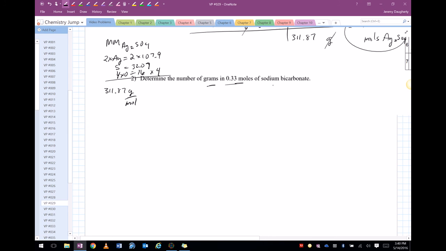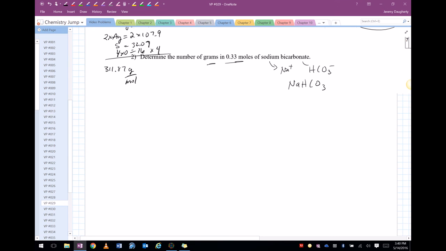So here we got to do the formula again. Sodium is positive 1. Bicarbonate is HCO3 with a negative 1, so the formula is NaHCO3. So I've got 0.33 moles of sodium bicarbonate, NaHCO3, and I want to convert that to grams. So moles is going to go on bottom, grams on top. Anytime you see grams over moles or moles over grams, they're talking about molar mass of whatever is in front of it. So I got to get the molar mass, and I'll do it neatly this time, of sodium bicarbonate, NaHCO3.